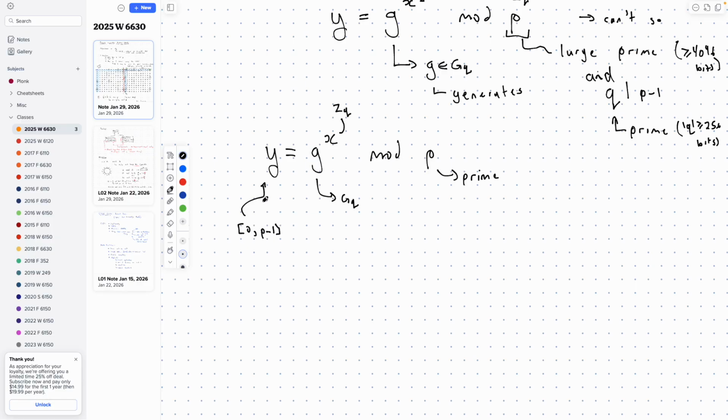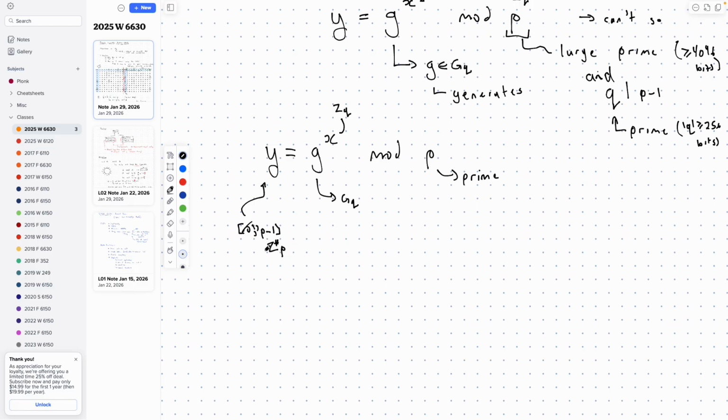Could it be 0? What to the power of what would give you 0? Only 0 to the 0, which is technically undefined. But 0 is not part of GQ, so we can get rid of 0 and just consider 1 to p minus 1. This group, I mentioned it last time, is called Z P star. The star means that you get rid of all non-invertible elements, which is 0. So this is true: Y is in Z star P. It's not going to be something that's not in Z star P.